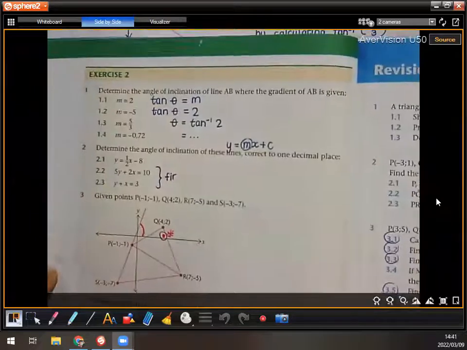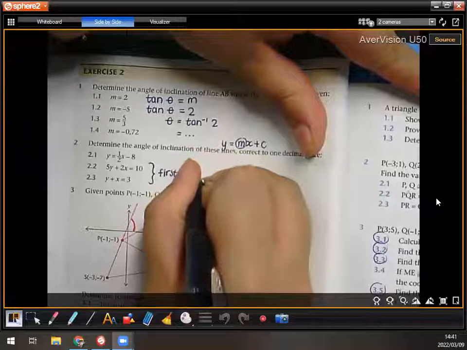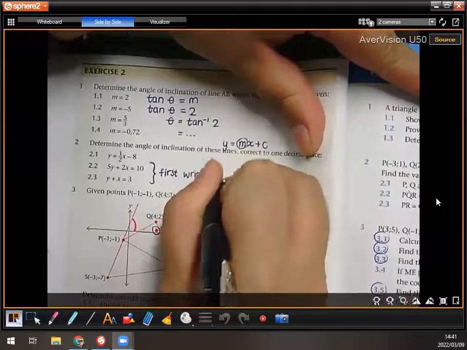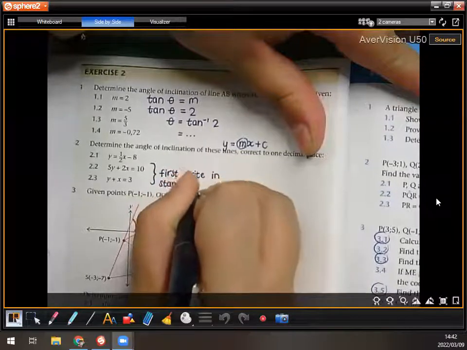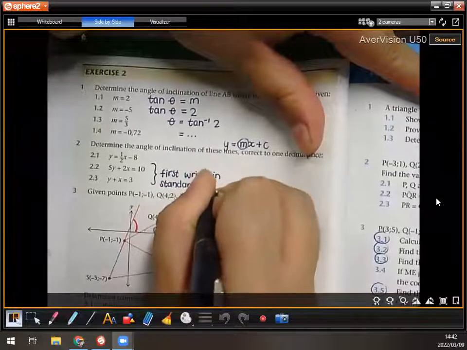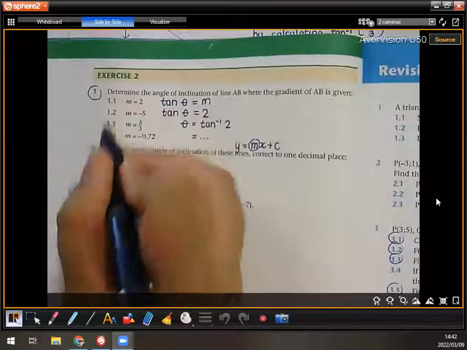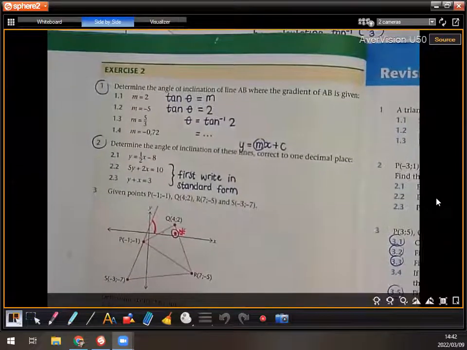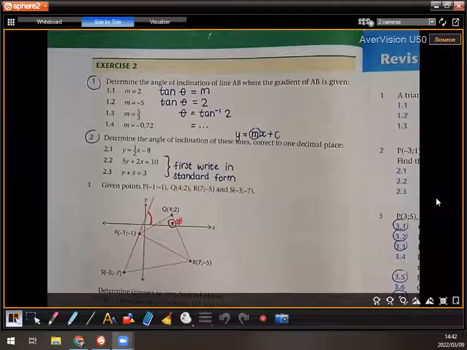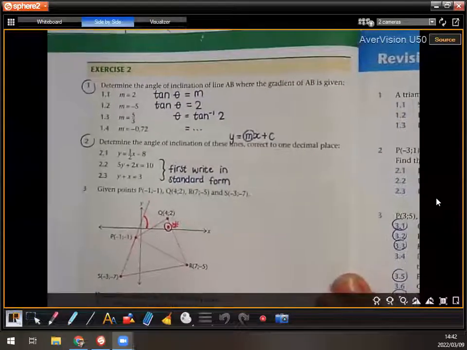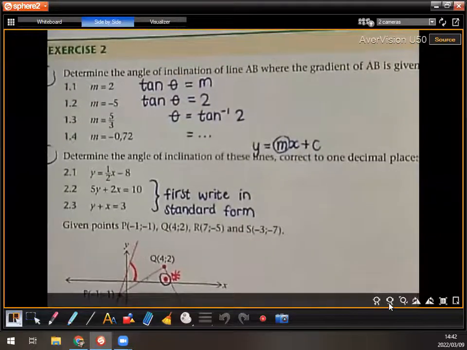So for these two, first write in standard form. Okay, so you're doing 1 and 2. Just going to zoom in a little bit so that you can all see all of that.